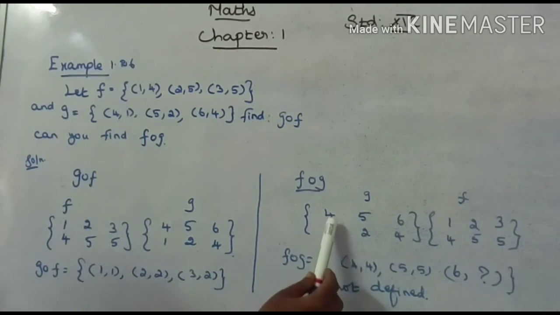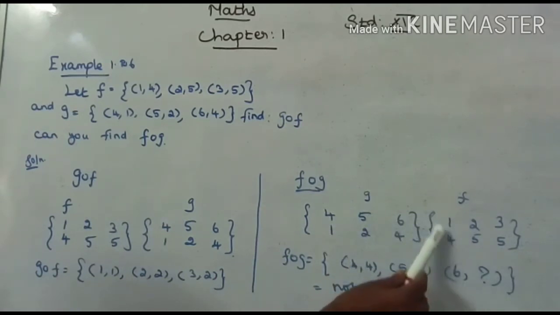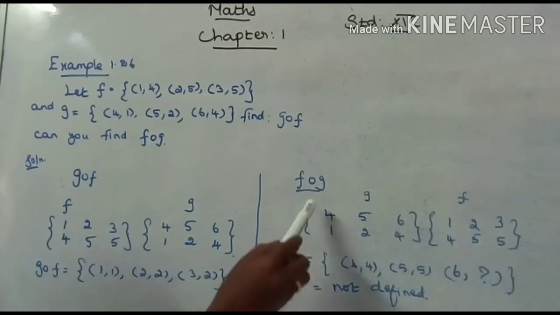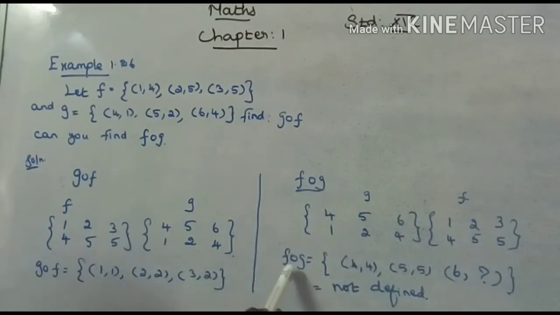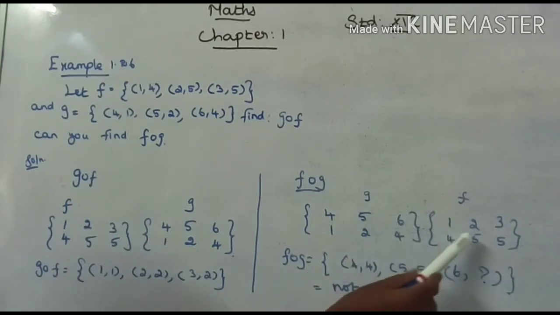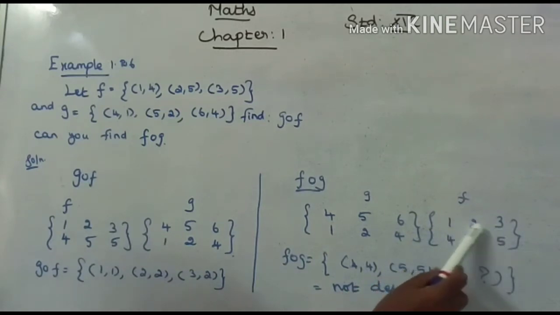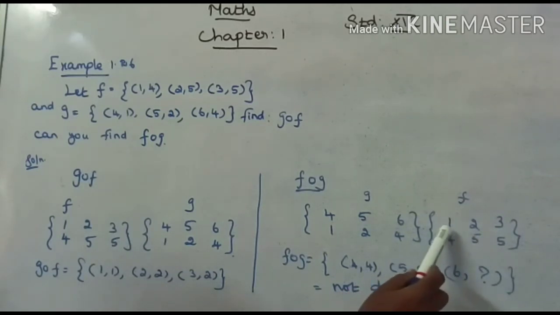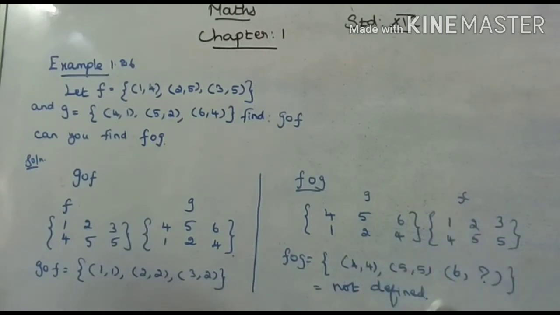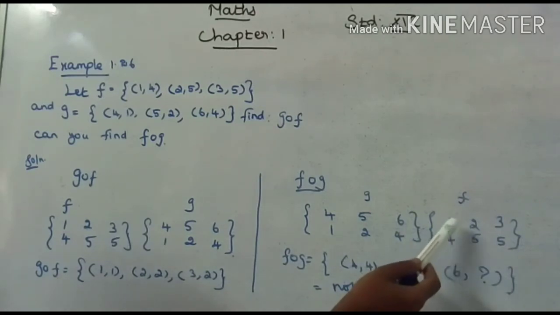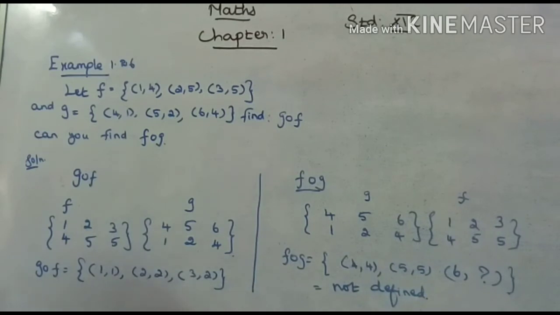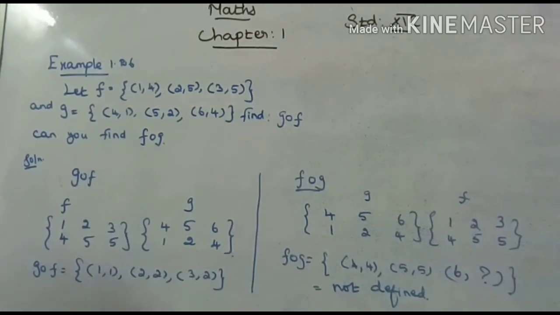Write the g function (4, 1), (5, 2), (6, 4) and f is (1, 4), (2, 5), (3, 5). Can you find g composite f? Check it. For g composite f, 4 goes to 1 and 1 goes to 4, so (4, 4). 5 goes to 2 and 2 goes to 5, so you write (5, 5). See the last one, 6 goes to 4, but is 4 in the f set? No, not in the domain. So you cannot calculate further from 4. So it is not defined. Okay. So g composite f is not defined.